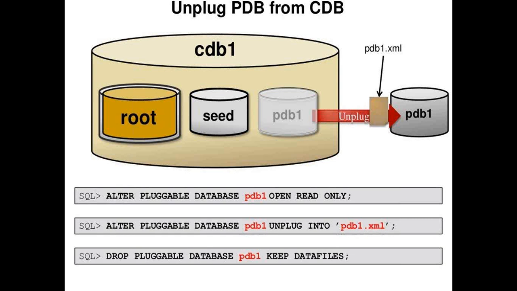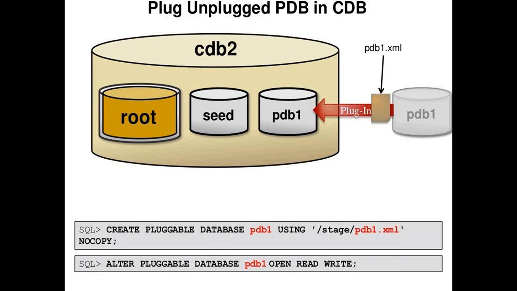And to drop this pluggable database the command is drop pluggable database name keep datafiles, which means the logical information of the pluggable database will be removed from the container database but its data files are still present at the PDB1 location. So this is the command.